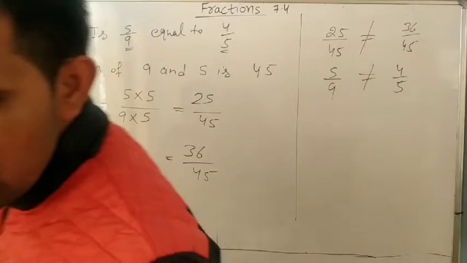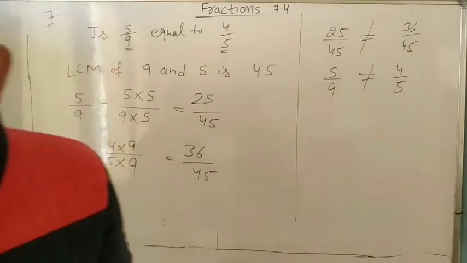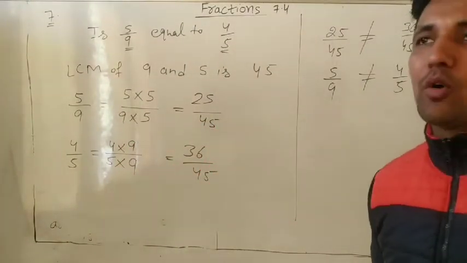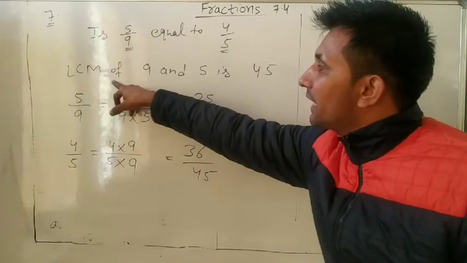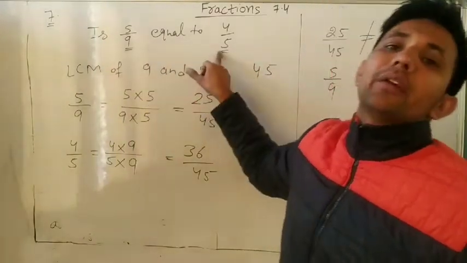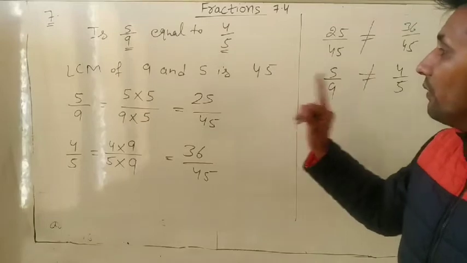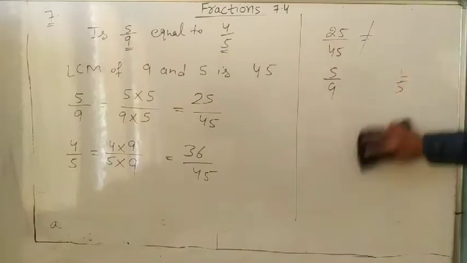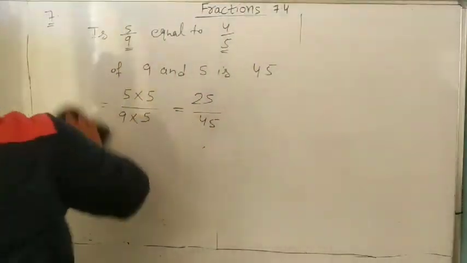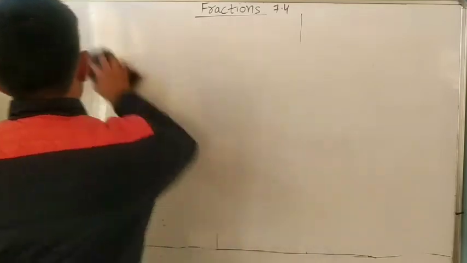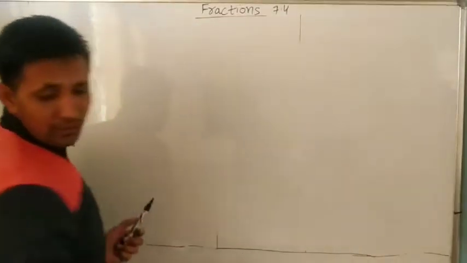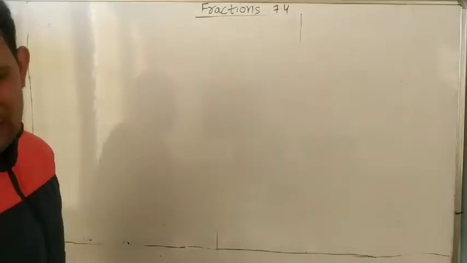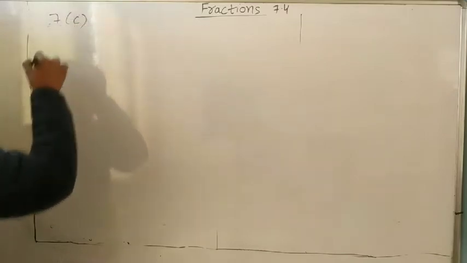Same as it is, you can do parts B, C and D. If you want to compare whether they are equal, smaller or greater, always take the LCM of the denominators. We will make the denominator the same, then we can compare easily. Okay. I think you can do B, C and D yourself. Otherwise, look at the C part.